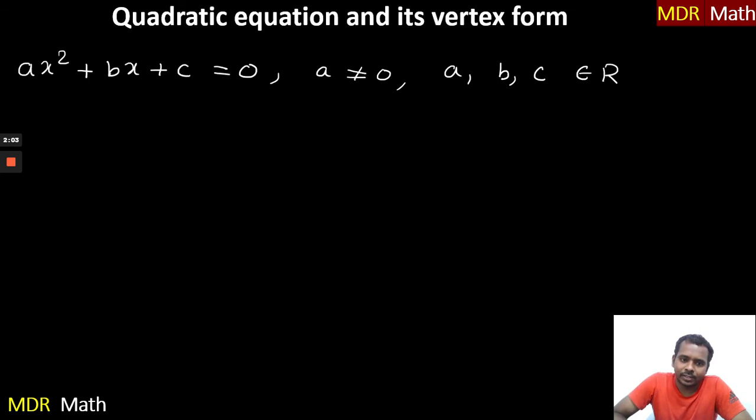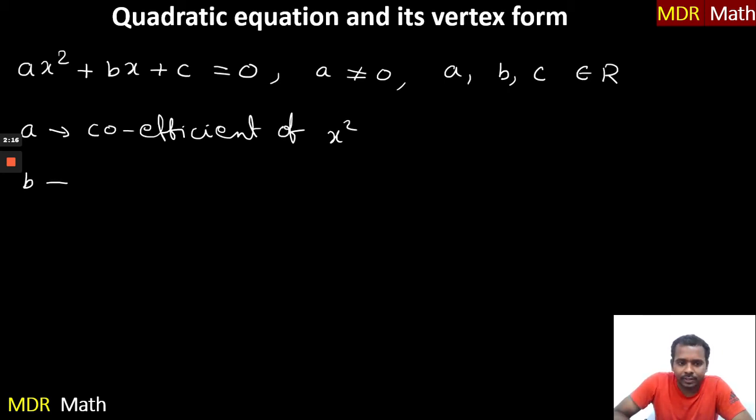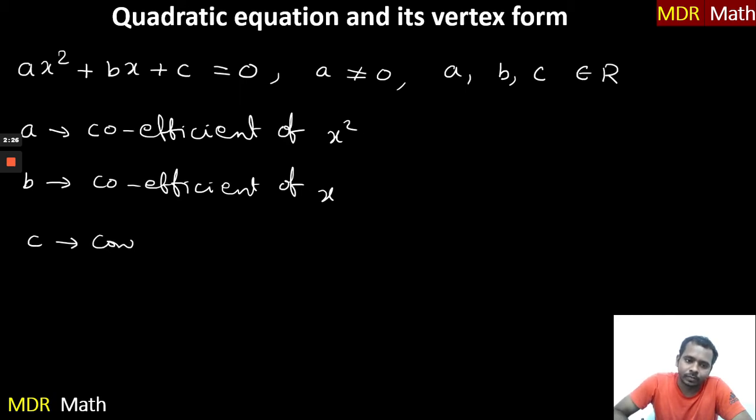And what are these a, b and c? a is known as coefficient of x square, and b is known as coefficient of x, and c is known as constant term. And these a, b and c must be real numbers.